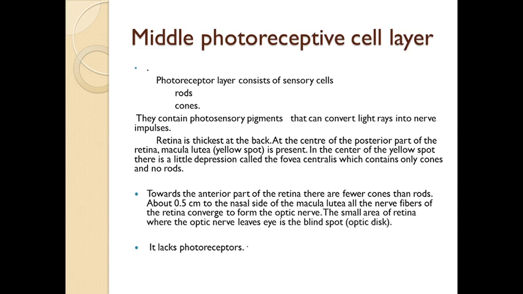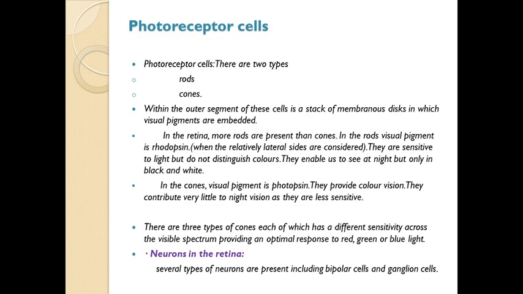There are no photoreceptors in the blind spot. Then, when talking elaborately about the photoreceptor cells and the neurons of the retina, photoreceptor cells are of two types, rods and cones. We said that. Within the outer segment of these cells is a stack of membranous discs in which visual pigments are embedded.